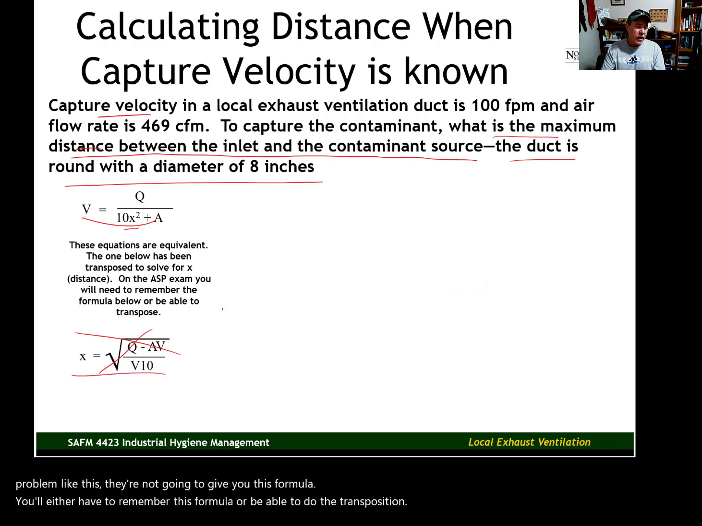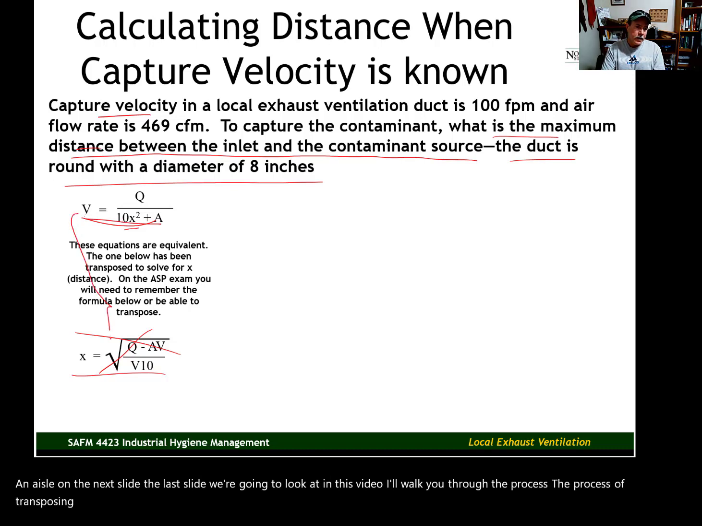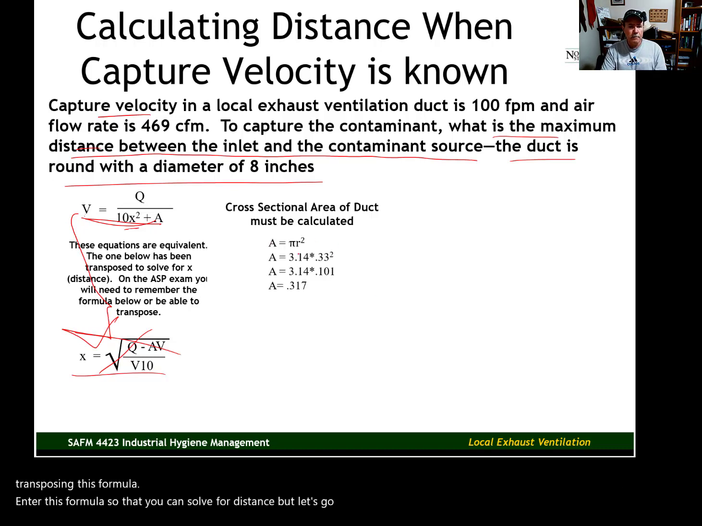And on the next slide, the last slide we're going to look at in this video, I'll walk you through the process of transposing this formula into this formula so that you can solve for distance. But let's go ahead and solve this. Back to this question here.